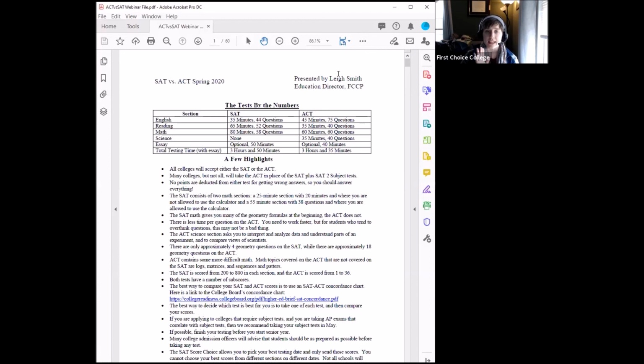So the SAT, in our little breakdown here, is listed as 80 minutes, 58 questions, as if it's one section. It's not. On the SAT, it's two separate math sections. You have a math section without a calculator, and for that, students have 25 minutes and 20 questions. A little more than a minute per question, but they don't have a calculator.